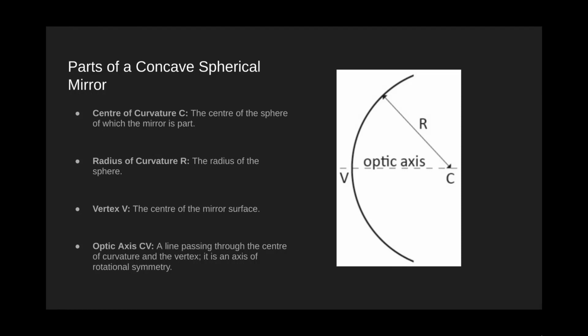and this vertex is important to have because it comes in use when you're getting images from reflected objects, or also for the optic axis, which is the last part of the concave spherical mirror, which is a line passed through the centre of curvature and the vertex, and it is an axis of rotational symmetry.